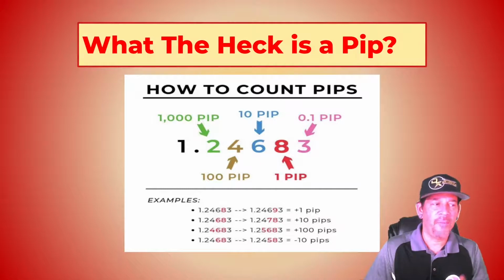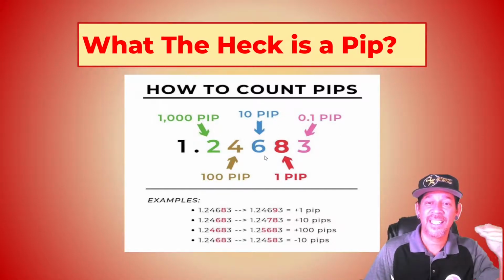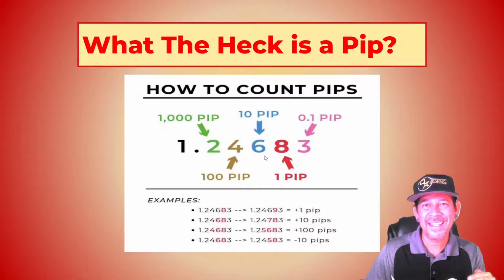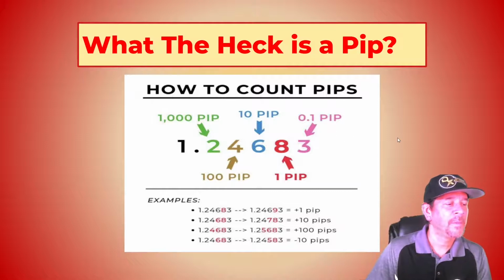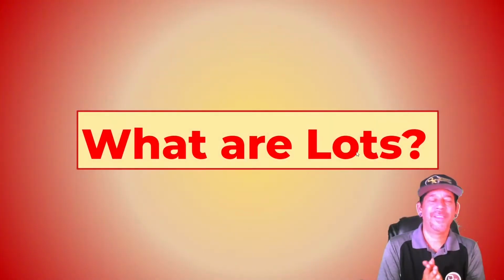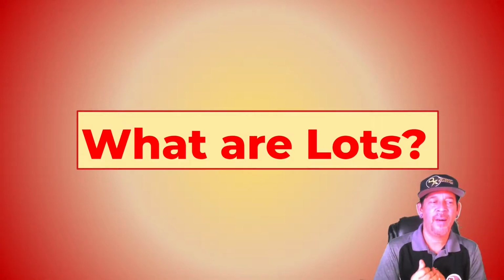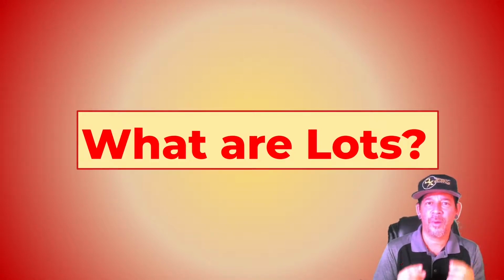Okay? If it goes down to 583, we've just witnessed a 10 pip move for the away team. Okay? Does that make sense? Hopefully that makes sense, guys. Now, that is how simple it is to understand what a pip is. Okay? A pip is how the market is measured.